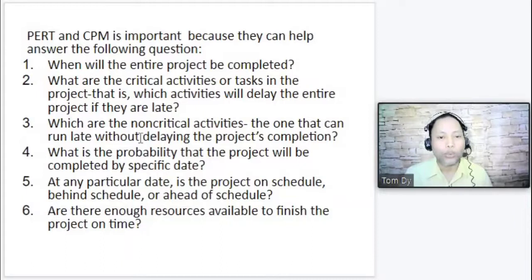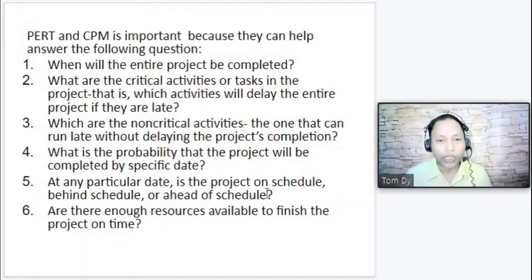Number 3, which are the non-critical activities, the ones that can run late without delaying the project's completion. Again, we can determine the time for those particular activities. And also, what is the probability that the project will be completed by a specific date? Probability will also be discussed for our project. At any particular date, is the project on schedule, behind schedule, or ahead of schedule?